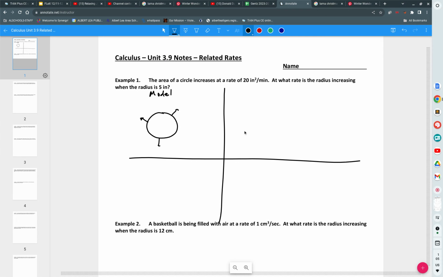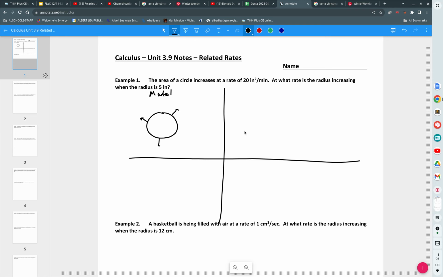Derivatives at heart are about change. Things are changing. What is changing with respect to the circle? What else? Radius, circumference, area, volume. No volume because it's a two-dimensional figure, but a diameter. I mean, all of that is changing, agreed? It's all changing, okay? And it's changing with respect to something in particular.